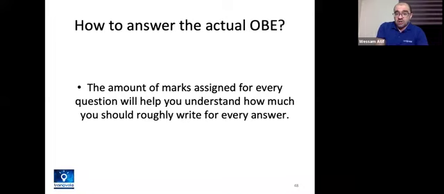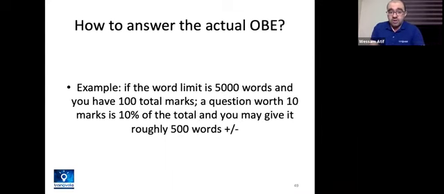The amount of marks assigned for every question will help you understand how much you should roughly write for every answer. So usually in any assignment or any open book, the examiner will write that this question or this task or this scenario has, for example, 5 marks, this has 10 marks, etc. So let's see an example. If the word limit is 5,000 words and you have 100 total marks, a question worth 10 marks is 10% of the total, and you may give it roughly 500 words plus or minus. Okay, so this is good guidance for you not to get lost.